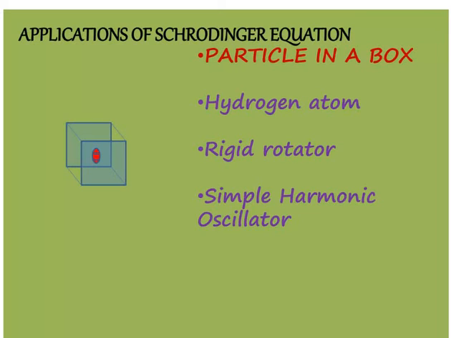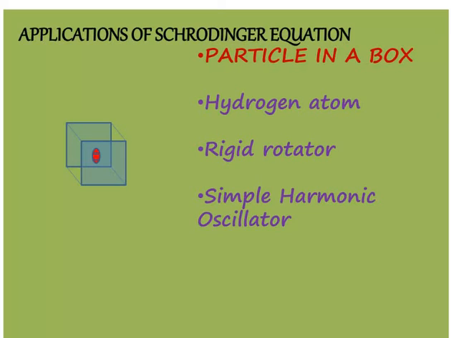Now, applications of the Schrodinger equation: particle in a box, hydrogen atom, rigid rotator, simple harmonic oscillator. Why these? Hydrogen atom, because when we are talking about quantum mechanics and quantum chemistry, there are electrons and a proton. Rigid rotator, why rigid rotator? And simple harmonic oscillators.